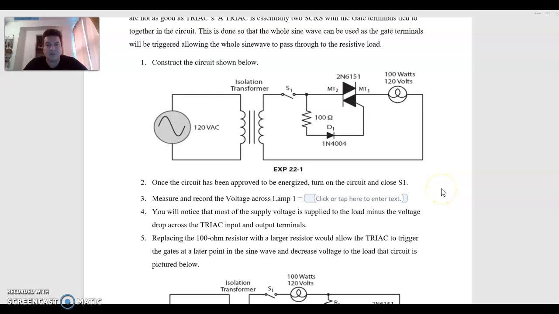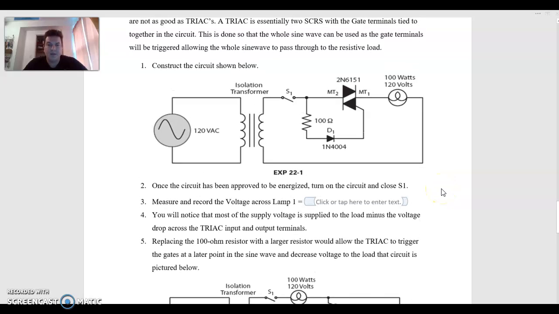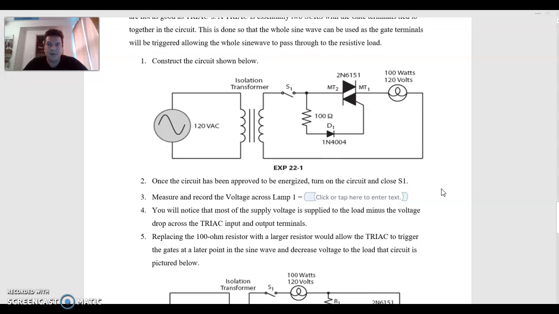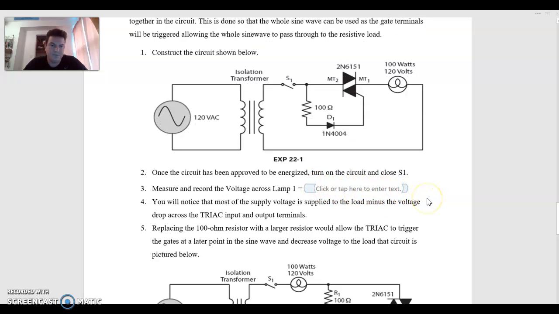What you will still notice if you had an oscilloscope attached to it is that the beginning and the end of the sine wave is still being clipped off a little bit. So we won't see a true 120 volts, but it'll be pretty close, maybe 105, 110. You're going to measure and record that voltage across the load. Again, it should be about 110, 115 volts.